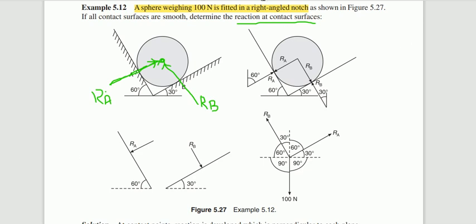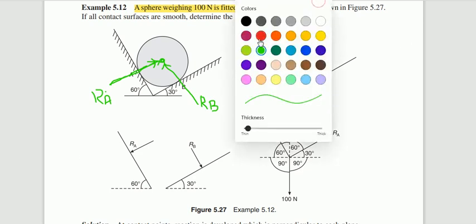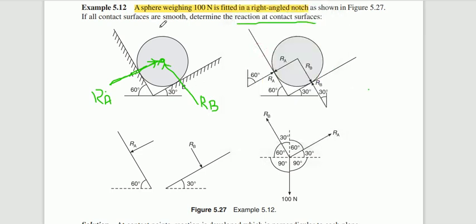We know that the weight of the sphere always acts downward. This is the weight of the sphere, which is 100 Newton. Now you can observe how many forces are acting on the sphere: the 100 Newton weight acting downward, and RA and RB. Three forces are there, so we can apply Lami's theorem.